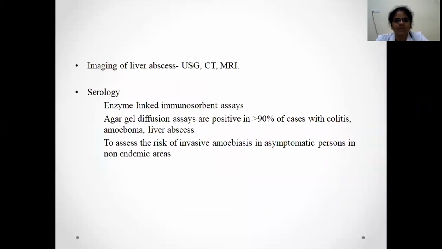The other thing will be the imaging of the liver abscess, that is ultrasound, CT and MRI. Serology: enzyme-linked immunosorbent assays and agar gel diffusion assays are positive in more than 90% of the cases with colitis, amoeba and liver abscess. What is the importance of these serology tests? These are mainly helpful in non-endemic areas to identify the asymptomatic patients who might develop into invasive amoebiasis. So that is the importance of serology tests.